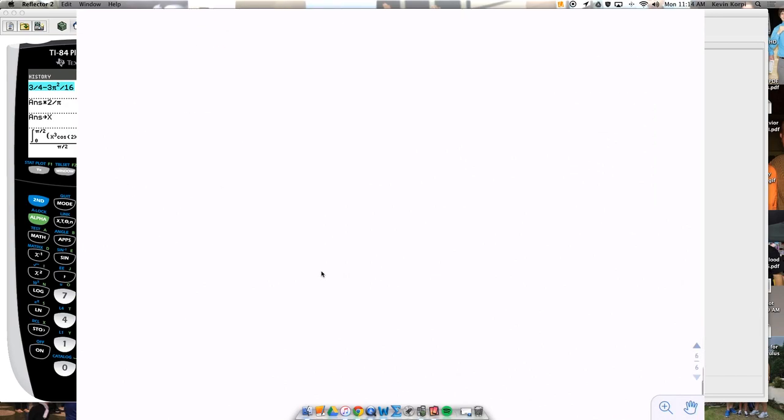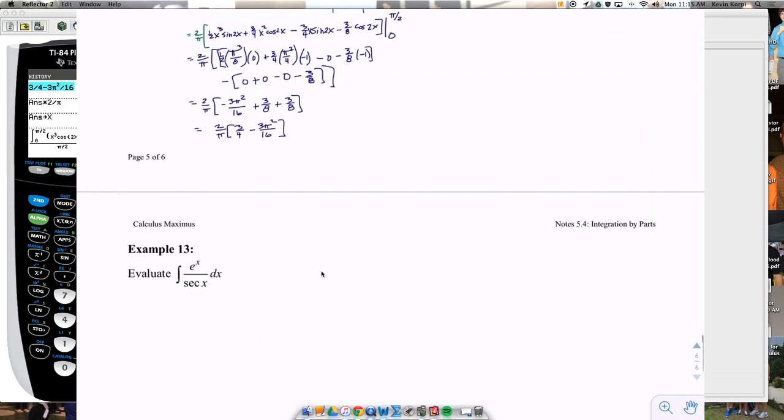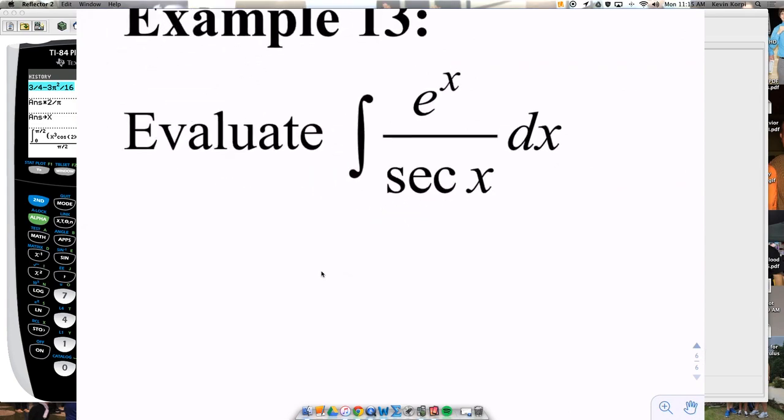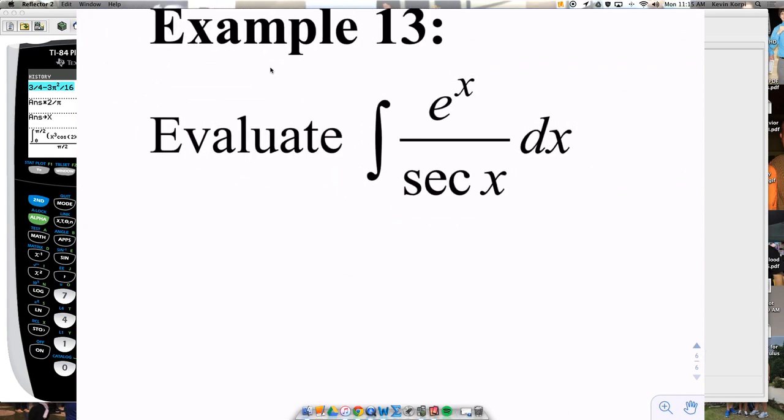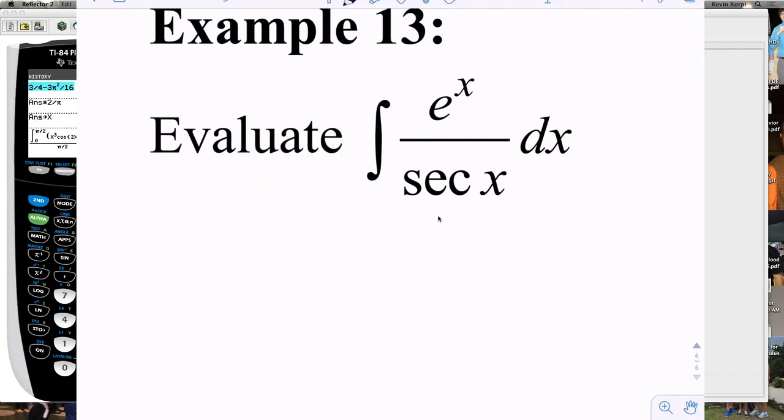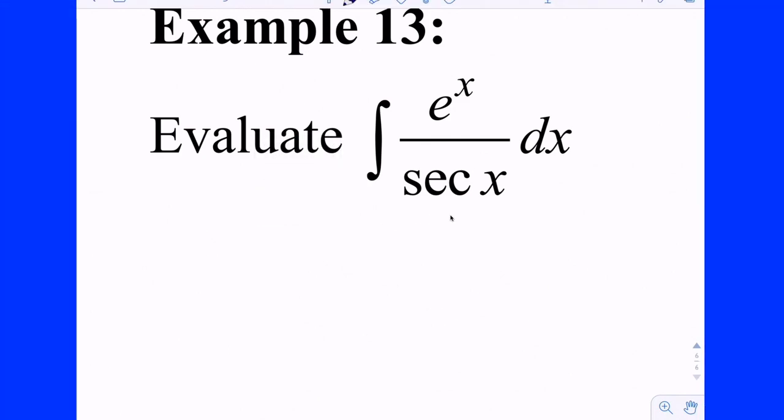All right, example 13. That's the last one of the section here. Let's finish strong. We have e to the x divided by secant of x. We have a quotient now. Any idea how to do that one?